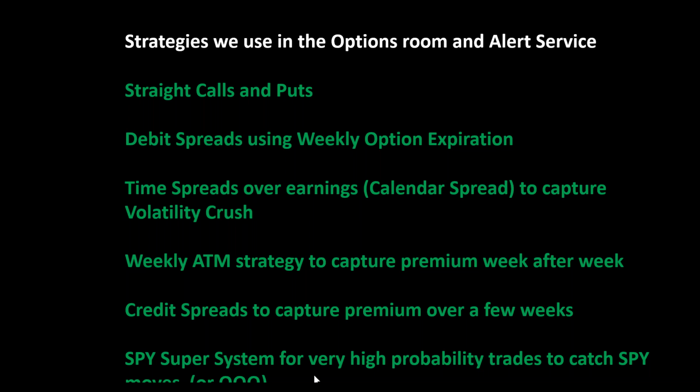And then we have a thing called the SPY super system. We just call these out in the room. I don't alert on these. These are trades where we're going to either trade the SPY or the QQQs, long or short, and we do it based on our criteria. We know the institutions are in there, we're at a nice support level, and we also know that the market internals are in our favor. And this doesn't happen a lot, but when they do line up, it's a very, very high probability trade.